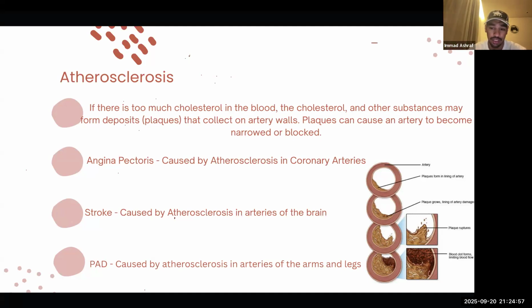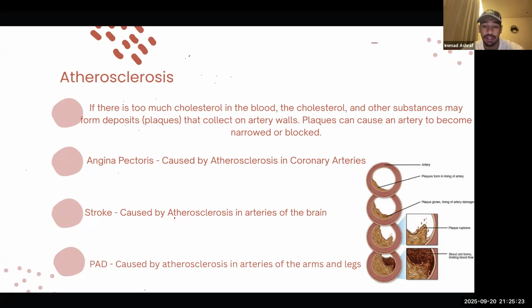As you can see in the picture that I have, when the plaques get larger and larger, they cause the artery to become narrower and narrower. And eventually, the plaque is going to completely block the artery. And when the artery is completely blocked, you have no blood flowing to that part of the body because the artery is blocked. Where's the blood going to go? It's just going to pool, right? So based on the site of the atherosclerosis, there's different conditions.